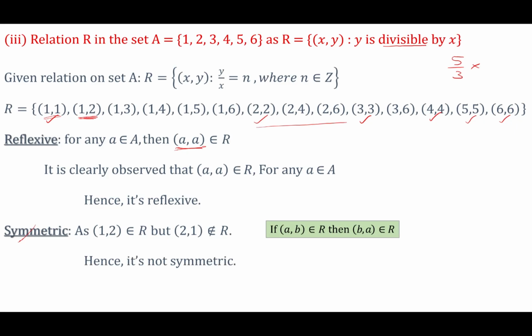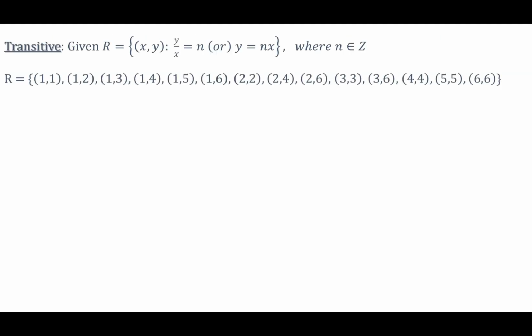Now we need to check transitive relation. This is the given relation in set builder form, and this is the relation we got in the roster form. Now we need to check the transitive condition. We know the transitive condition: if (a, b) belongs to R and (b, c) belongs to R, then (a, c) must belong to R. This is the condition.